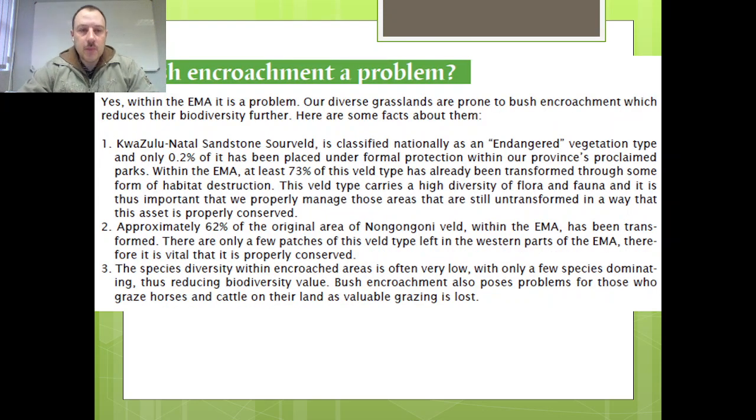Is bush encroachment a problem? Yes, within the specific area, it is a problem. Our diverse grasslands are prone to bush encroachment, which reduces their biodiversity further. So, pause this video if you want to and quickly go and read through those facts. It gives some statistics on why it is actually a problem within what they call the EMA area of KZN.